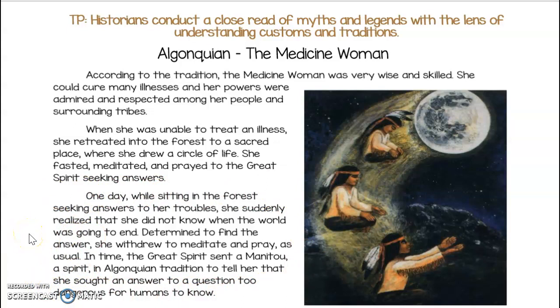One day, when sitting in the forest, seeking answers to her troubles, she suddenly realized that she did not know when the world was going to end. Determined to find the answer, she withdrew to meditate and pray as usual. In time, the Great Spirit sent a manito, a spirit in Algonquin tradition, to tell her that she sought an answer to a question too dangerous for humans to know. Okay, so I'm going to pause here.